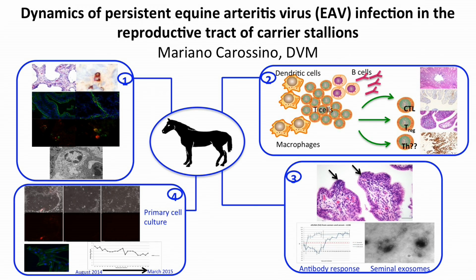Equine viral arteritis is a respiratory and reproductive disease of horses. It's caused by a virus called equine arteritis virus, and it has a huge economic impact to the equine industry due to the occurrence of abortions in pregnant mares, death in neonatal foals, and most importantly, establishment of persistent infection in stallions.